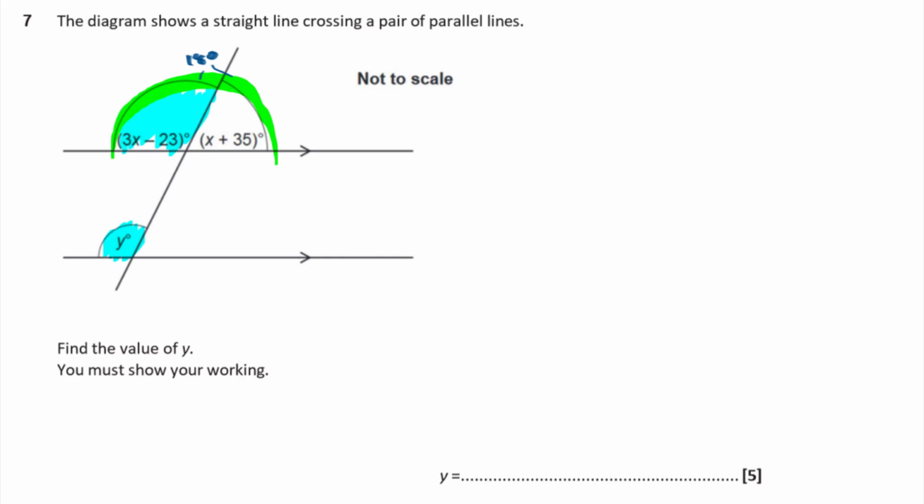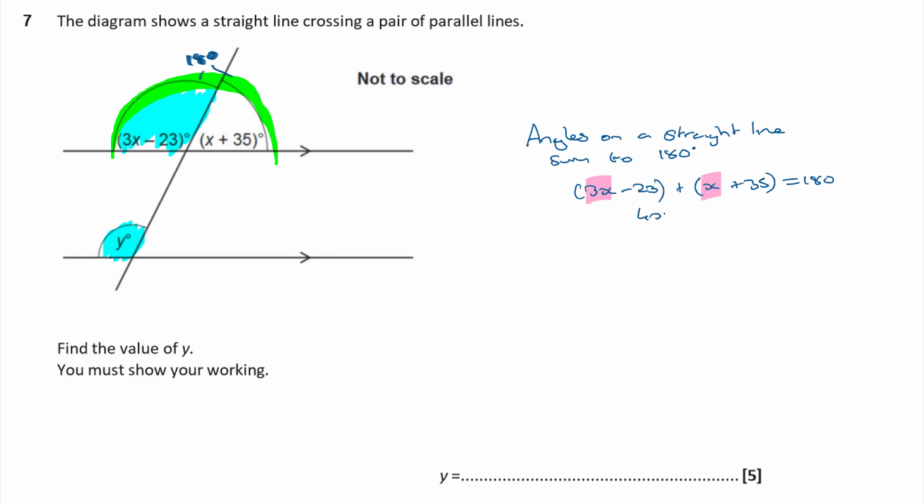So I'm going to start off by saying angles on a straight line sum to 180 degrees. That's the rule I'm going to use. So that means 3x minus 23, that little blue angle, plus the other side of the straight line, which is x plus 35, has to be equal to 180 degrees. Now, adding my x's together, I've got a 3x and an x, which add up to 4x.